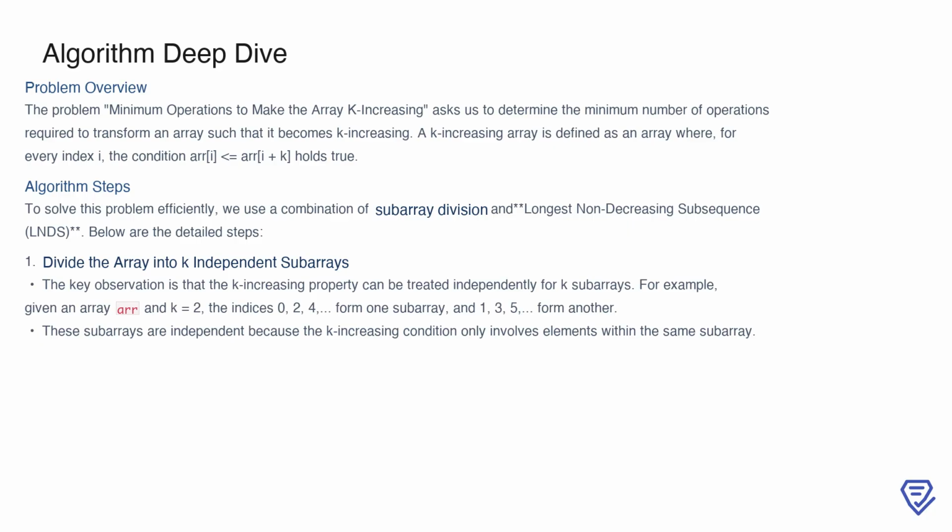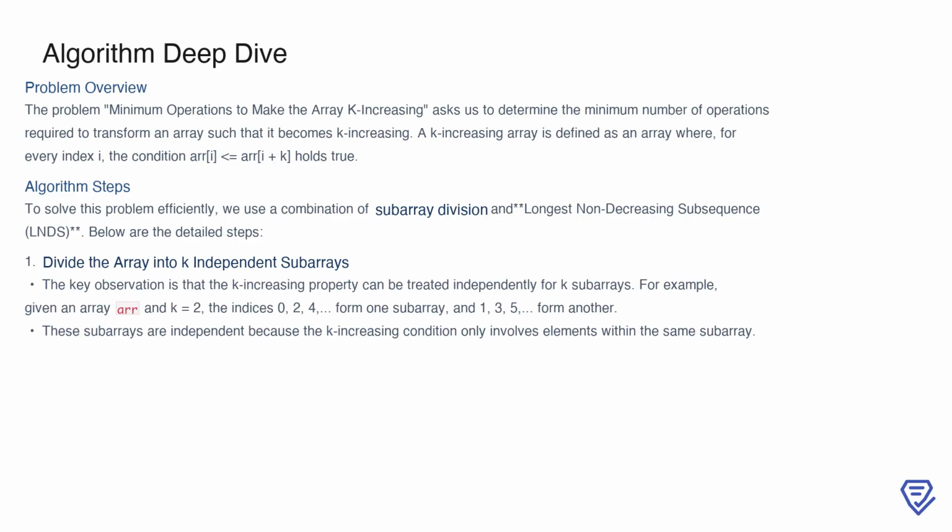it satisfies the k-increasing condition with the fewest possible changes. This condition means that for every index i in the array, the value at arr[i] must be less than or equal to the value at arr[i+k]. To solve this efficiently, we can break the problem into smaller, independent parts. The first step is to divide the array into k independent subarrays.